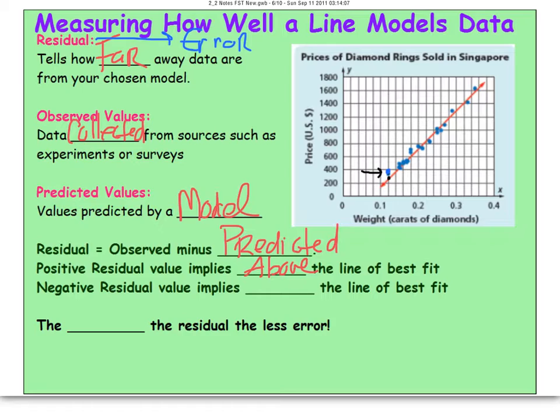On the other side, if the residual is negative, for example, this guy right here is going to come back with a negative residual because the observed is below the line and the prediction is on the line. So in that case, the negative residual value implies you're below the line of best fit. Now, the smaller the residual, the less error your model has.